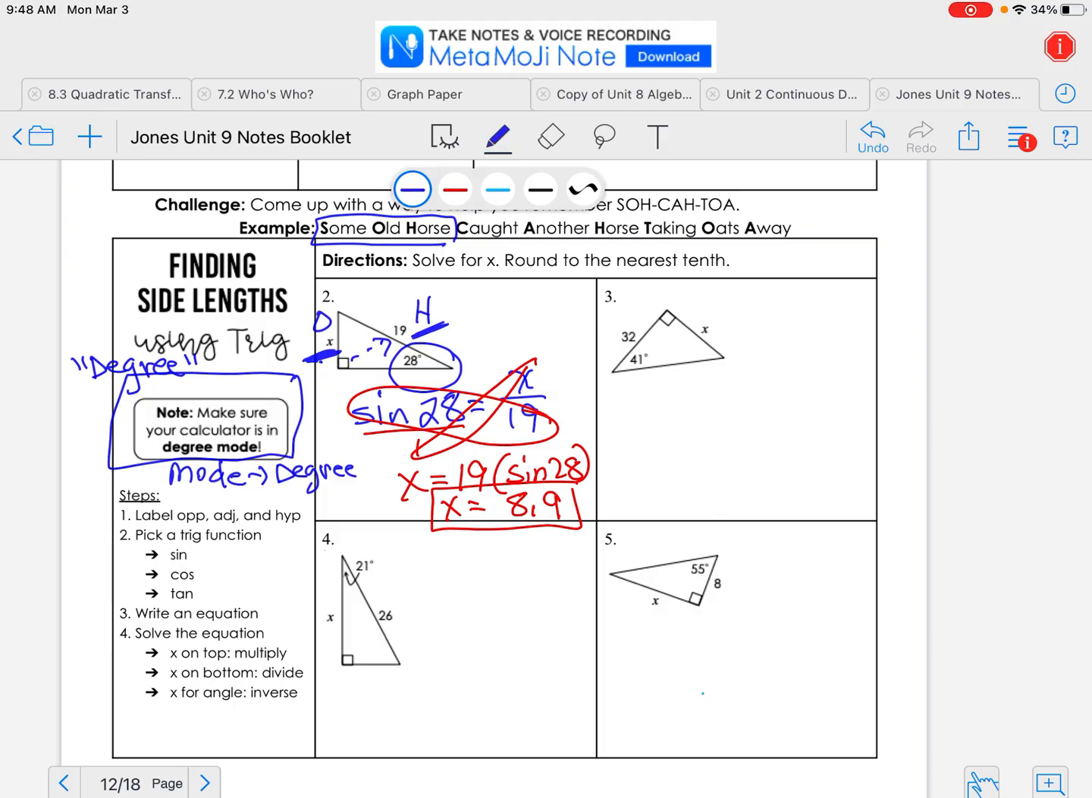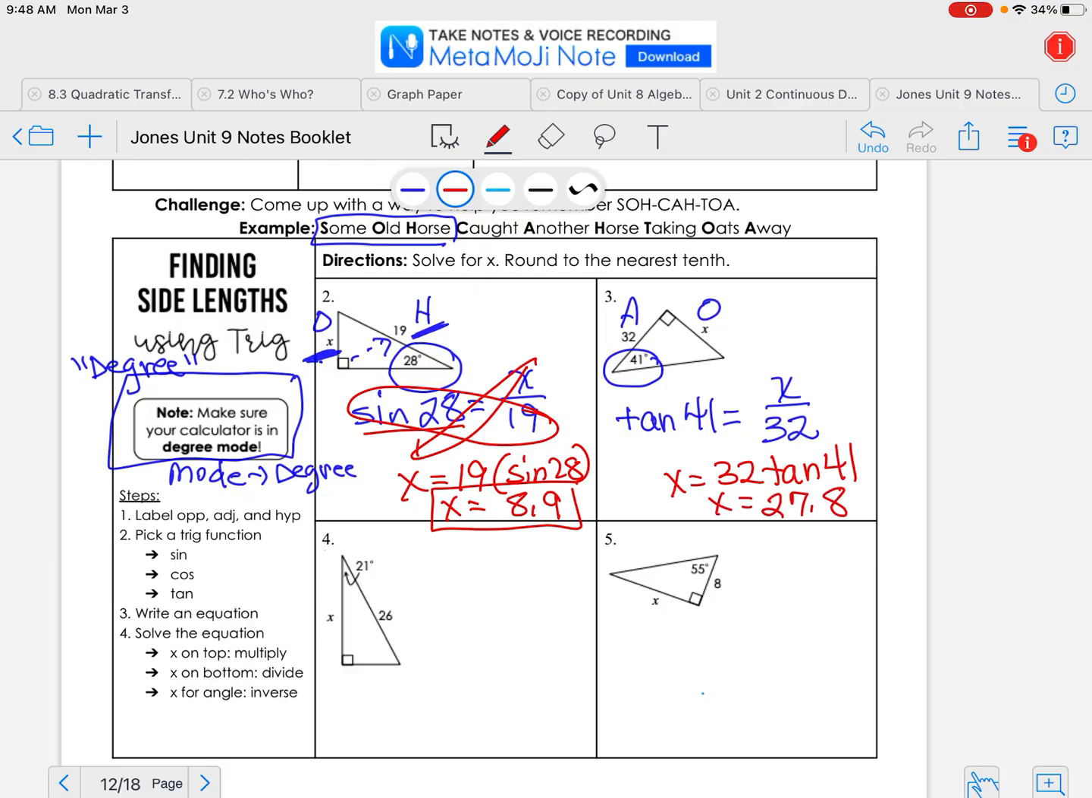This next one, we're going to circle the angle. I don't know anything about the hypotenuse. I want opposite, I know adjacent. Therefore, I use tangent. Tangent of 41 is opposite over adjacent. Same thing, I do my cross products. x is 32 tan 41. Put that in your calculator, and x is approximately 27.8.